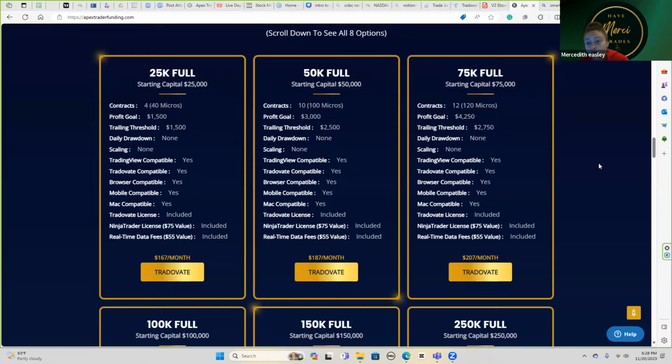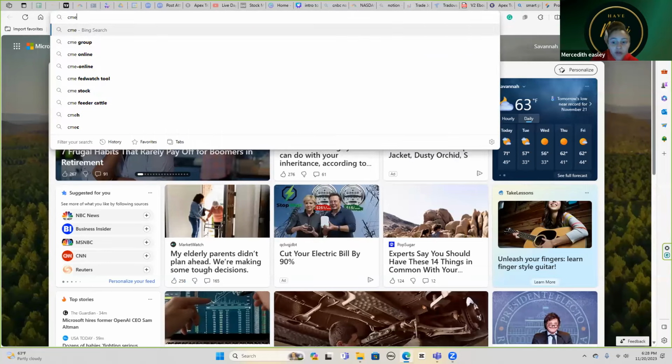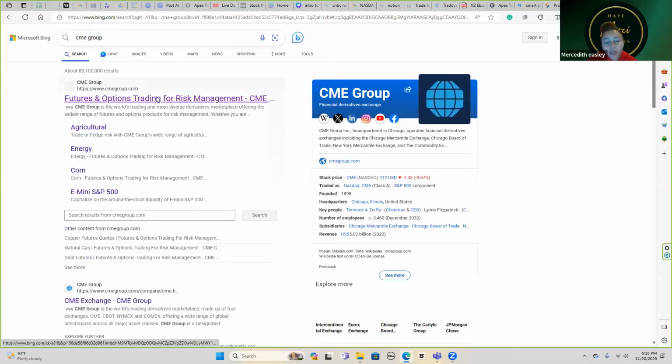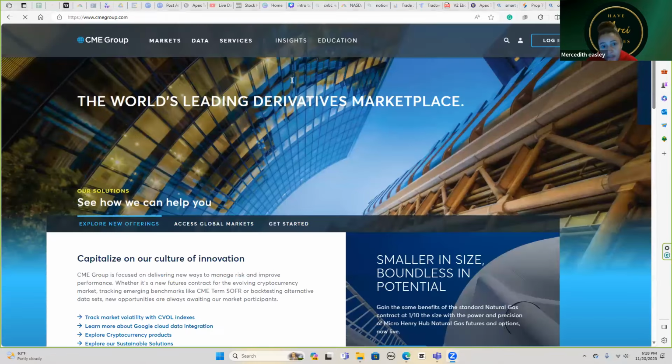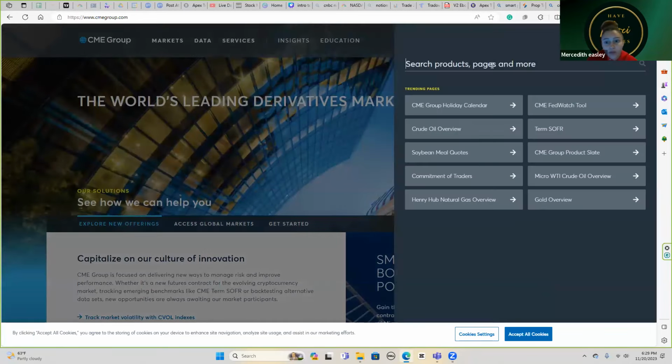Each contract, it depends on what you're talking about. If you want to know what a contract is worth, you go to CME Group. All right. NAS 100 is $20 per mini contract or $2 per micro mini contract. But if you want to trade something else, you have to look up how much that contract is going to be because they're all going to be different.